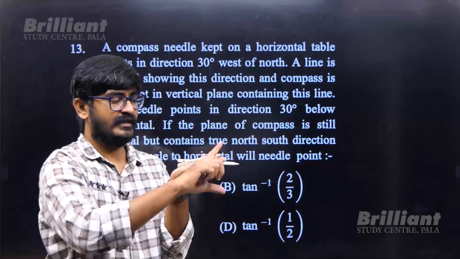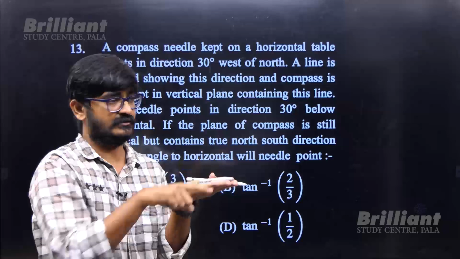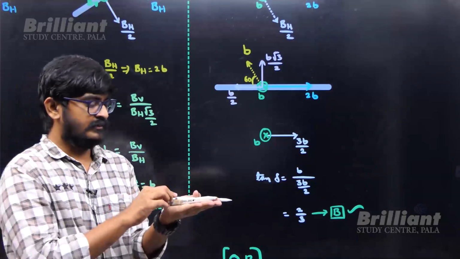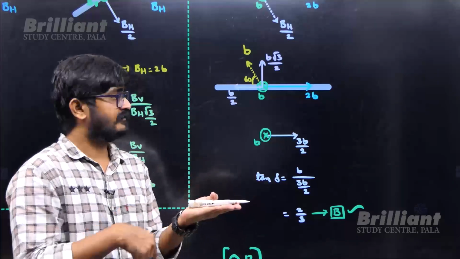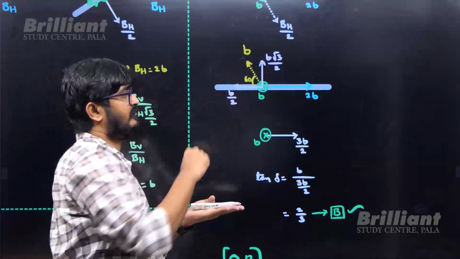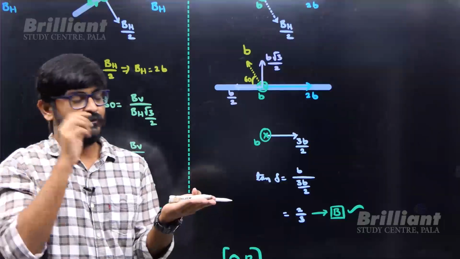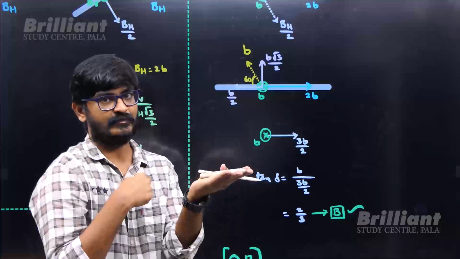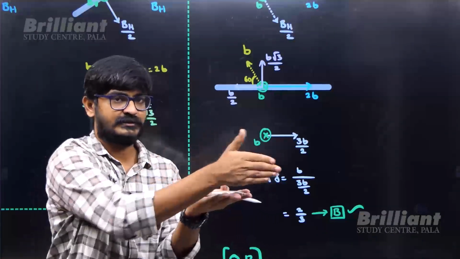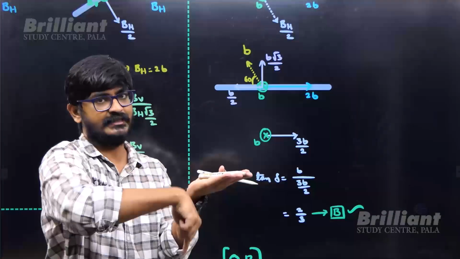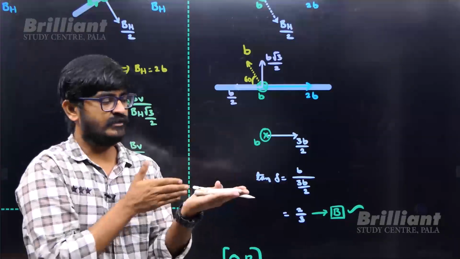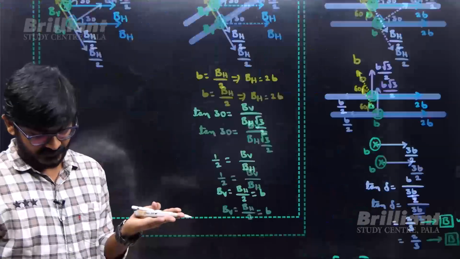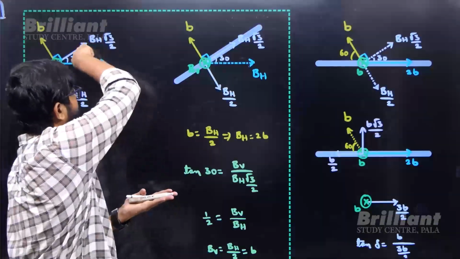So tan delta will be given by actual vertical and actual horizontal. Sorry, there will be a component of the external field also. So what you are doing is placing a needle which can rotate in this direction. Now that will be affected by the net horizontal field along this direction and the net vertical field. Net vertical field remains the same, but the net horizontal field you need to find along this direction.